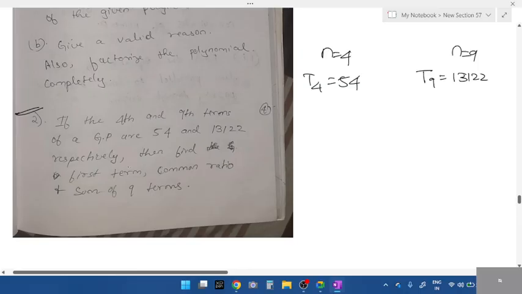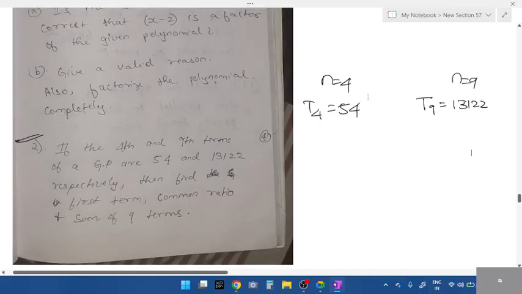Next, respectively, find the first term and common difference. We need to find A and D and sum of 9 terms. Look, A, D, and sum of 9. Sum meaning is S of 9.